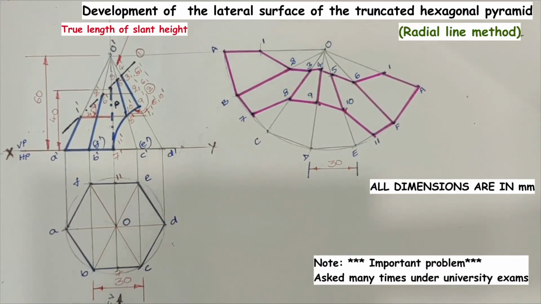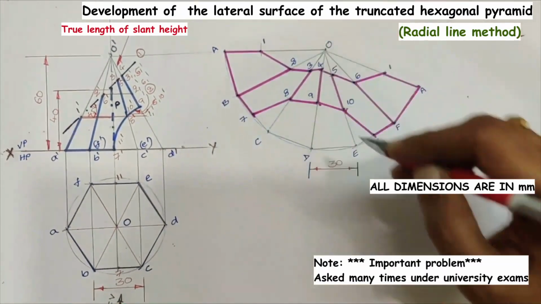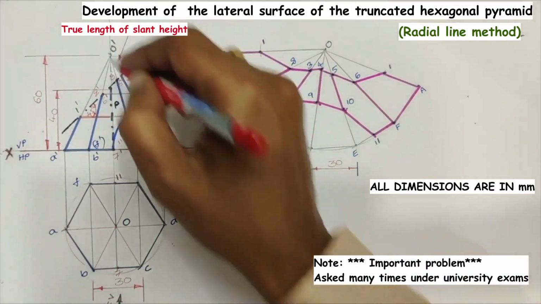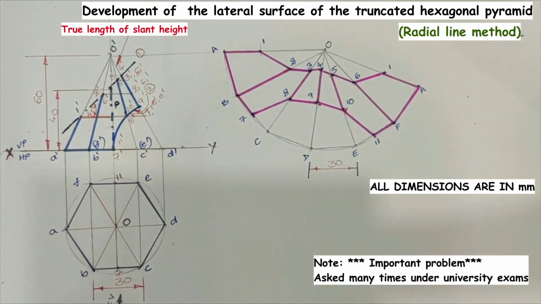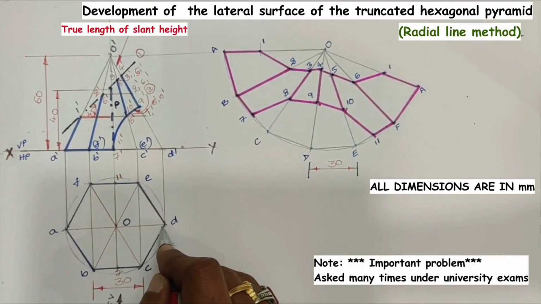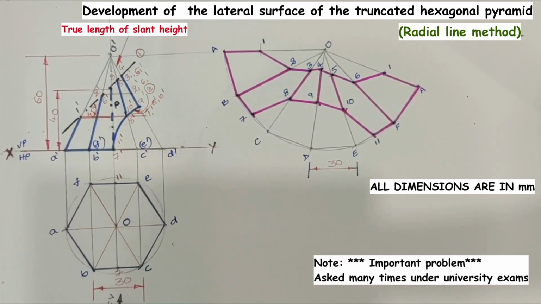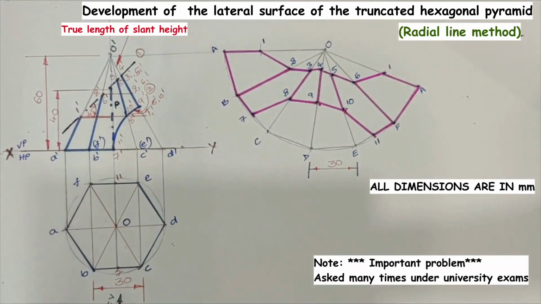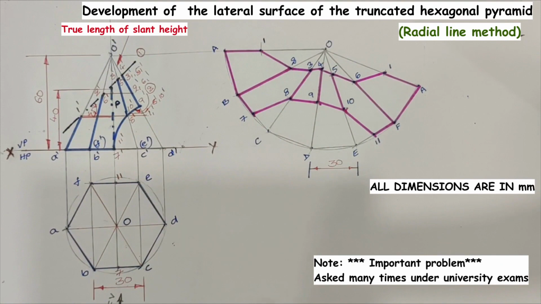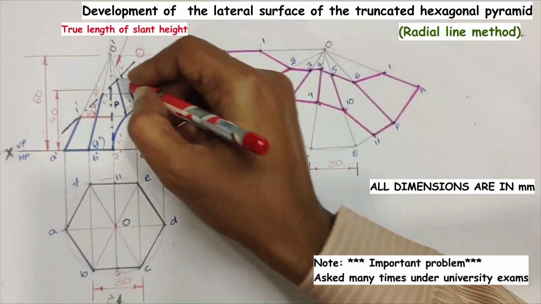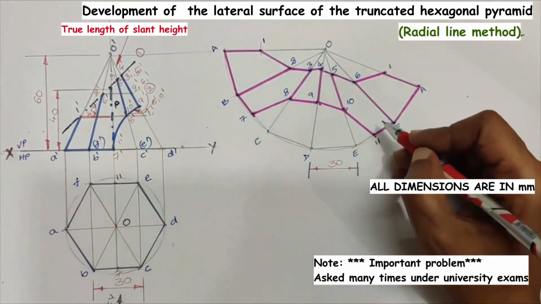Make a note, for drawing the arc in the development, we have taken the true length of slant height as a radius. Here O'D' is the true length of slant height, and its image in the top view is parallel to the XY line. The method used for the development of the lateral surface of the truncated hexagonal pyramid is the radial line method. This is the required development of the lateral surface of the hexagonal pyramid.